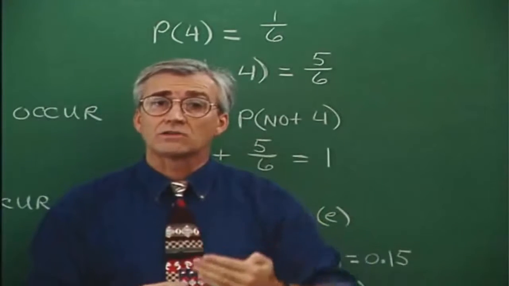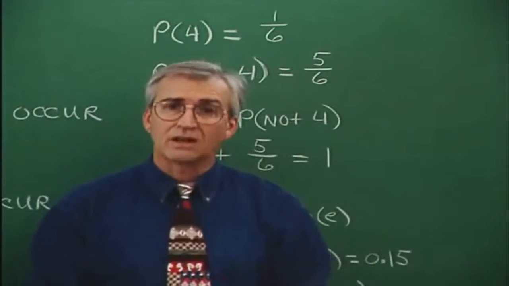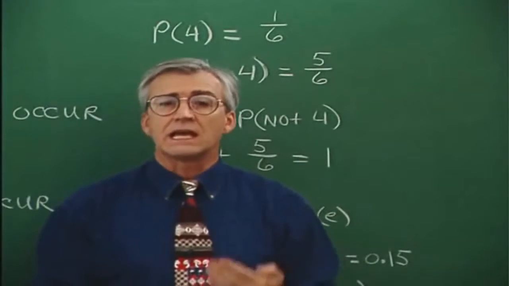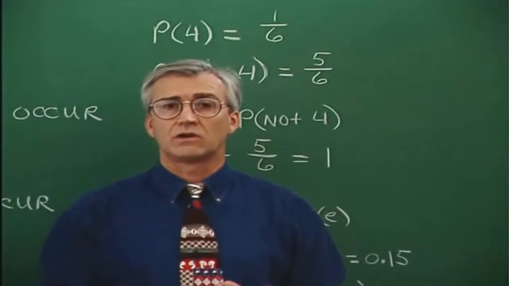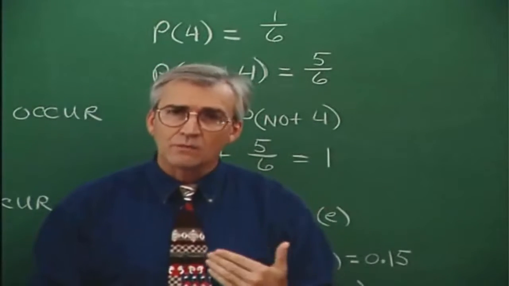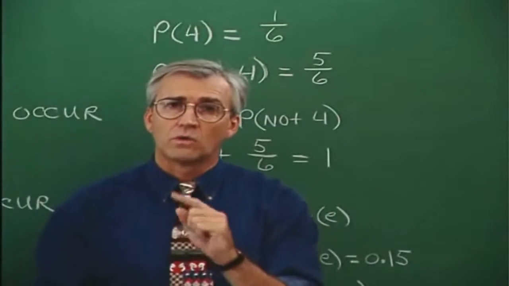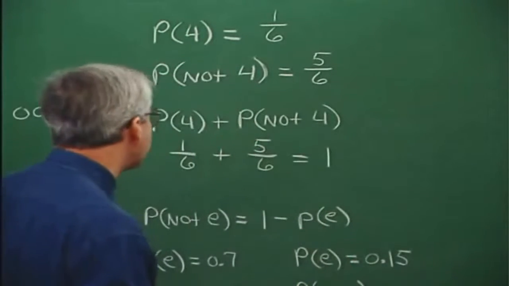If we add all of those probabilities, we have 6 items in the sample space. Each of them has a probability of occurrence of 1/6. Adding them, we get 6 out of 6, or 1. That's kind of an important feature here.